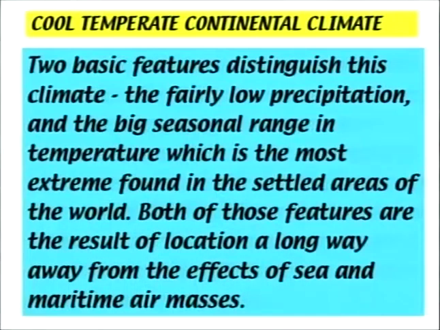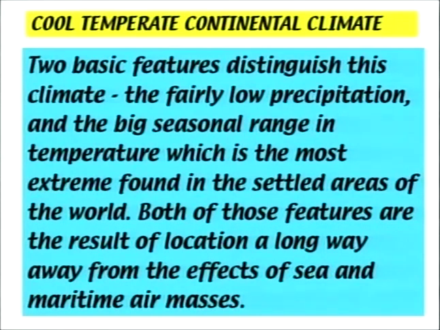Looking still at that climate, there are two basic features that distinguish this type of climate, that is the cool temperate continental climate. The two basic features are the fairly low precipitation, and the second one is the big seasonal range in temperature, which is the most extreme found in the settled areas of the world. So again, the two basic features that distinguish this type of climate are one, the fairly low precipitation, and two, the big seasonal range in temperature.